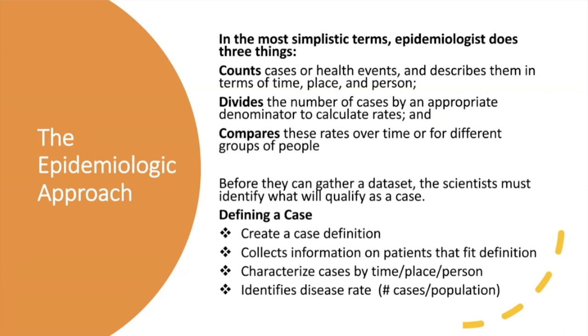Before they can gather a data set, the scientists must identify what will qualify as a case. To define a case, we must first create a case definition, collect information on patients that fit that definition, characterize cases by time, place, and person, and then identify a disease rate.